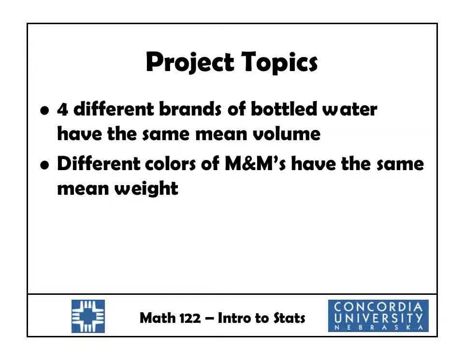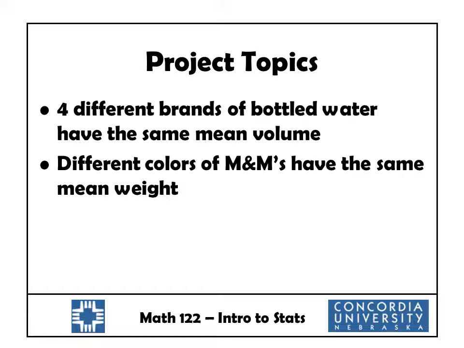So here are some possible project topics that you might select that you do ANOVA for. One claim is that 4 different brands of bottled water have the same mean volume. Here we're comparing 4 different populations. Populations would be these different brands. So you could go out and select maybe 5 bottles of water from one brand, 5 from a different brand, somehow measure their volume, and then do an ANOVA test to it.